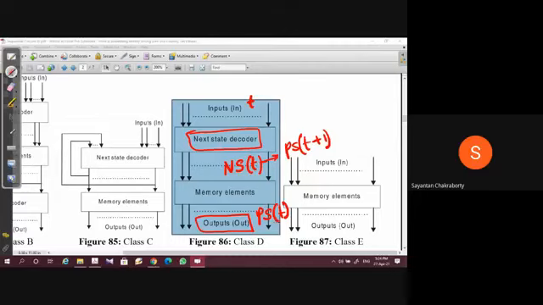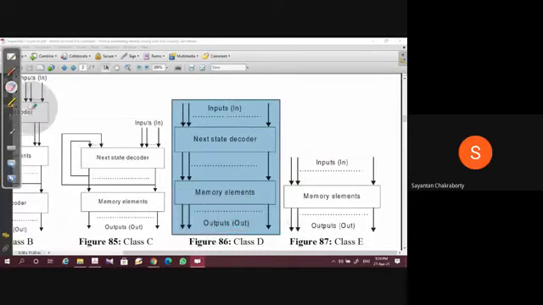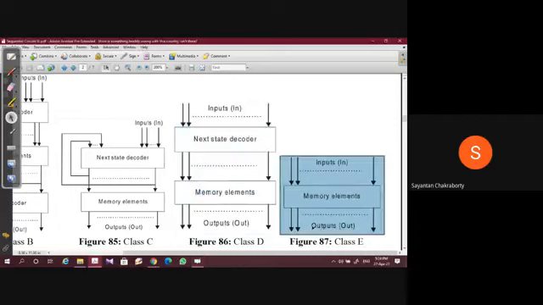And the last classification is a class E circuit, where typically it only has a memory element. So whatever input comes, it is stored in the memory element, and that input itself becomes the present state and output. So it's simply a memory element or storage element.